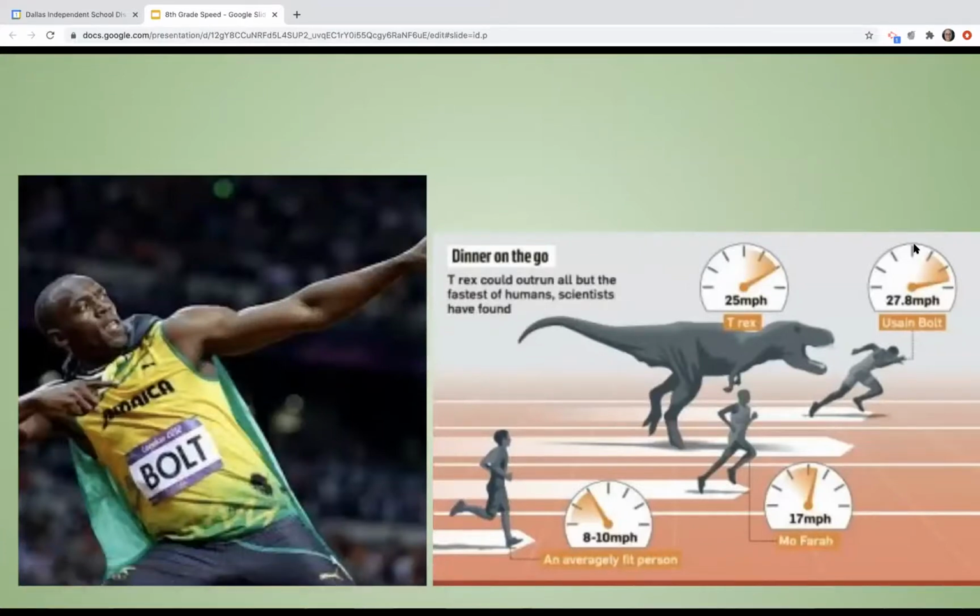And then just a little infographic for you guys. On the left, we have a picture of the Olympic winner for sprinting, and that's Usain Bolt. And he had a record of 27.8 miles per hour for sprinting. So that's actually really fast if you compare it to some of our other animals on the diagram. So the average fit person can run about 8 to 10 miles per hour. A T-Rex could run about 25 miles per hour. So theoretically, Usain Bolt could outrun a T-Rex. Now, given this is for sprinting, so short distances, but he is still super fast.